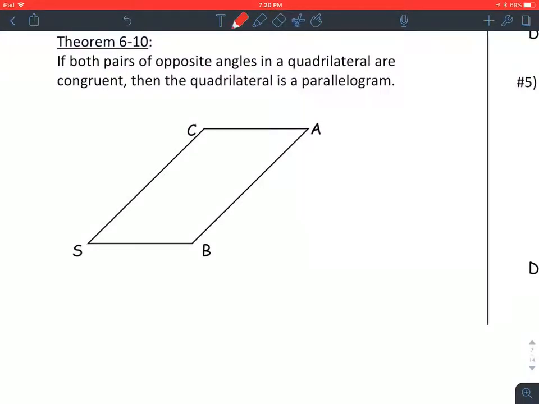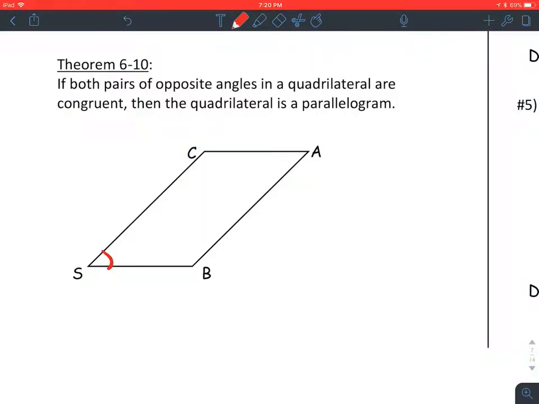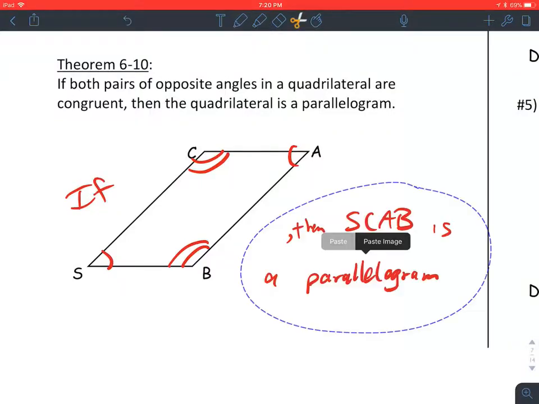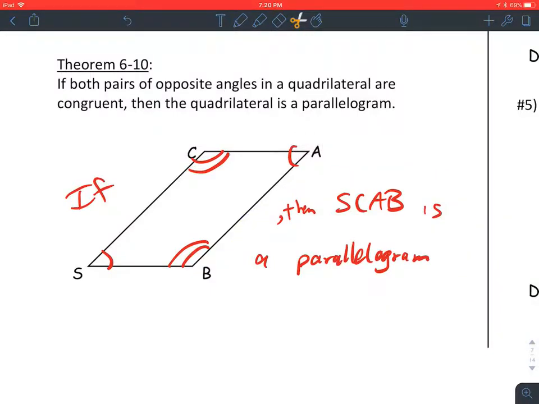Next theorem. If both pairs of opposite angles in a quadrilateral are congruent, then the quadrilateral is a parallelogram. So we can see the opposite angles C and B are congruent. Opposite angles A and S are congruent. Therefore, the quadrilateral SCAB is a parallelogram.